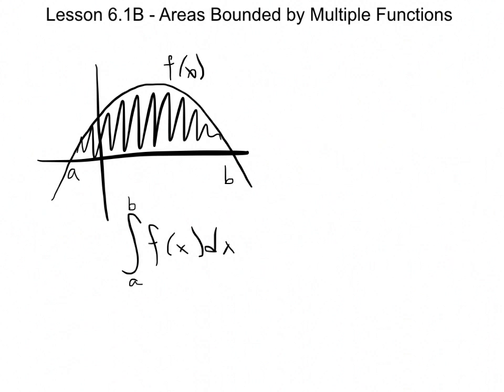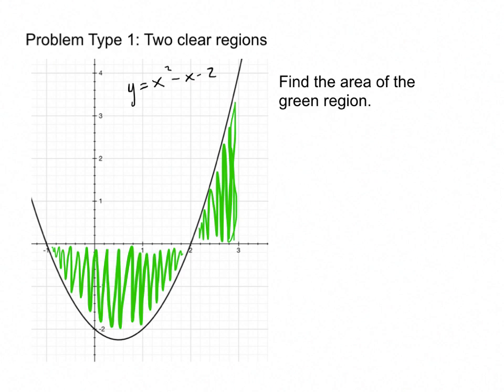Usually what that means is that in some way you're going to have to think about there being multiple regions, and therefore setting up multiple integrals. So we'll take a look at the first example. The first problem type is one where there are literally two clear regions. In this case, we have this parabolic function, y equals x squared minus x minus 2, and I want the area of the green region. As you can see, it's clearly broken into two different sections.